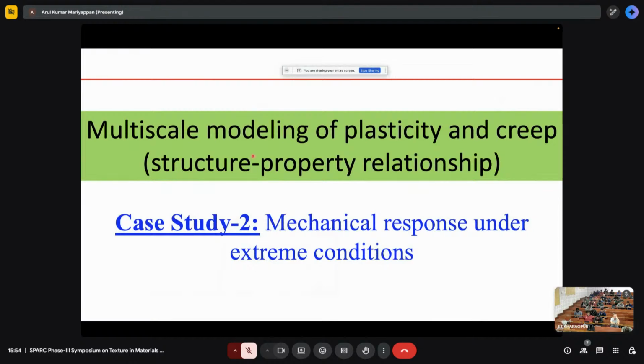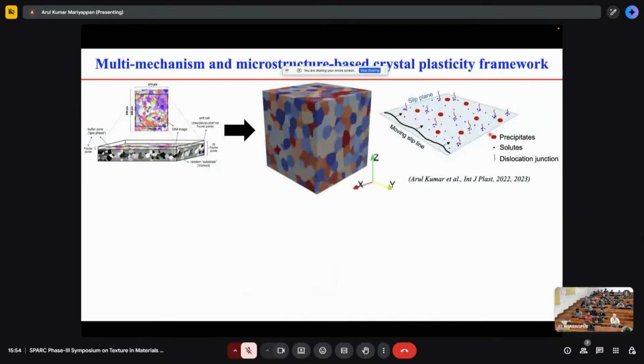Then if I go to case study 2, I have used the same framework of the advanced microstructure-based crystal plasticity model to quantify the mechanical response under extreme conditions. In this talk, I'm confining myself to only high temperature. So I'm going to study only the thermal creep response, but not irradiation. But we do have results or studies on how the model can be leveraged to predict irradiation creep and other mechanisms. How do we do it?